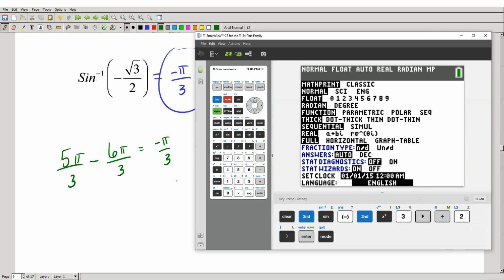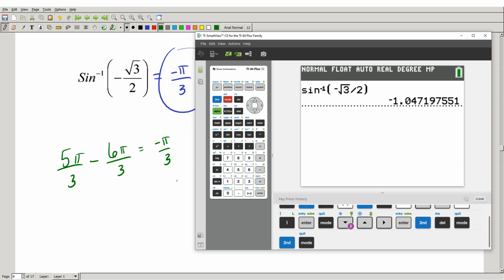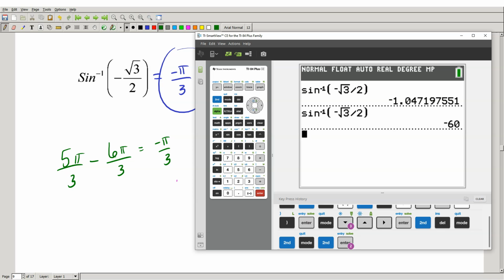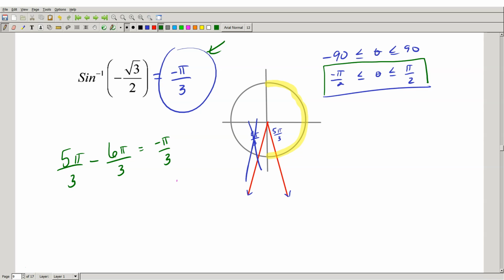If I switch my mode to degrees and do the same thing, it's going to give me -60 degrees, right? So you can certainly check your answers there. The calculator will, of course, understand those rules with inverse sine, but make sure you can do this without a calculator, just using your unit circle skills and being able to think through that process and understand what the inverse is and what the output has to be.